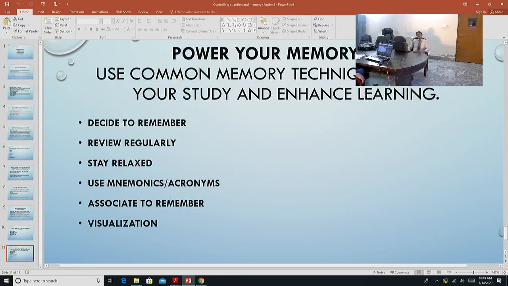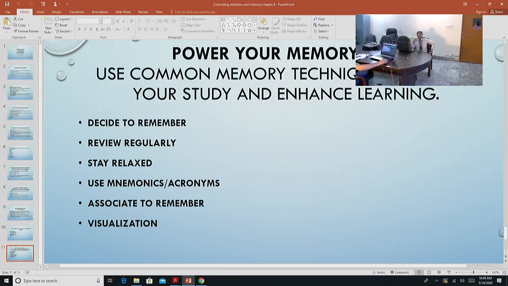Associate to remember. We can associate certain ideas with certain objects, certain things with certain other things that we already know. So association will help us to remember. Then visualization, that is also very important. When you are reading something, try to visualize. Okay, take it in your mind. When you visualize, you will keep it for a long period of time.